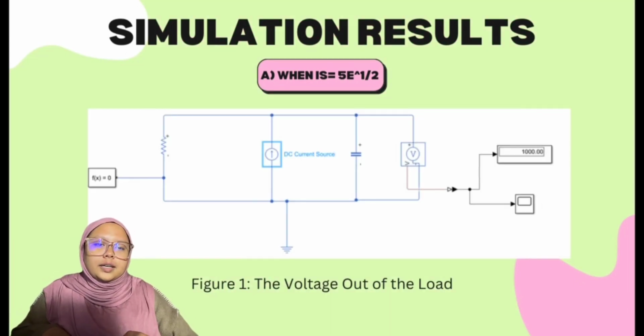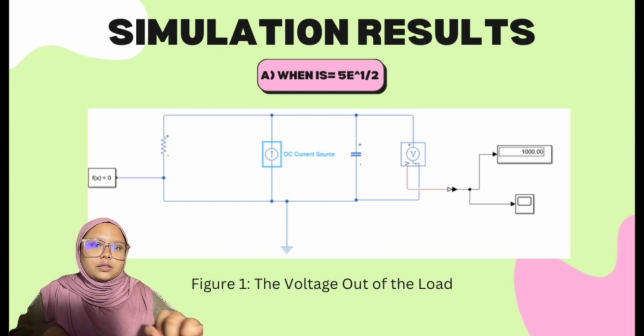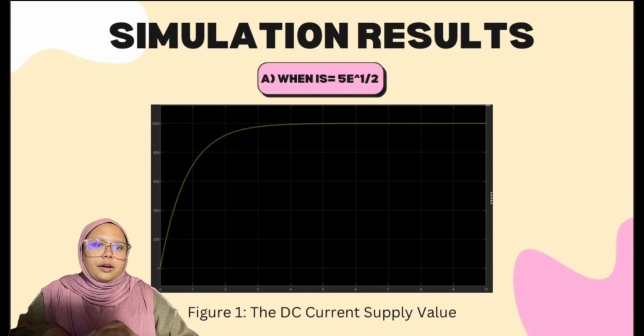This is the circuit and the result for equation A, which asks to find the voltage output for the 5 exponent negative t input. When we define t as 1/2, the V out we got is 1000. This is the graph for the V out in the capacitor load.